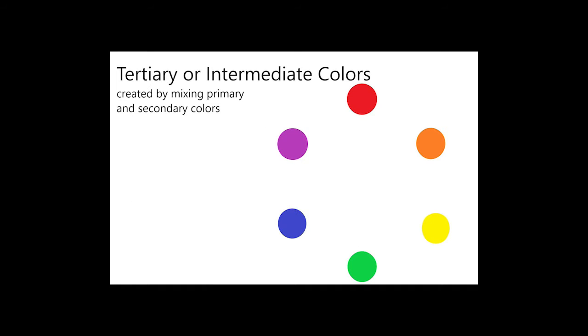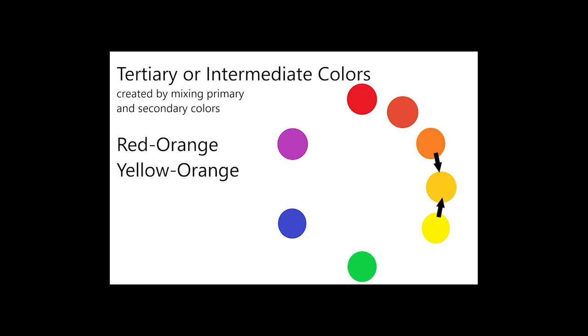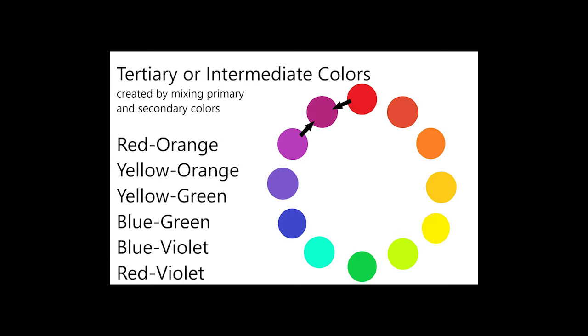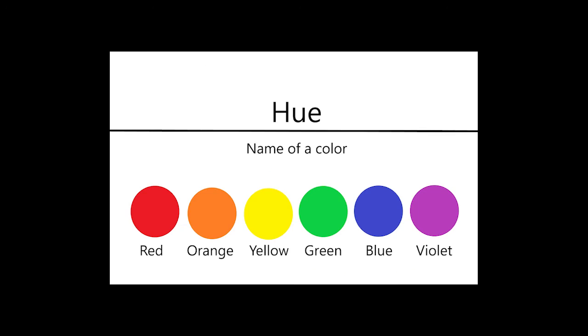The next colors are tertiary or intermediate colors, created by mixing primary and secondary colors. They are red-orange, yellow-orange, yellow-green, blue-green, blue-violet, and finally red-violet. And by now we have all the colors on the color wheel, a complete color wheel.